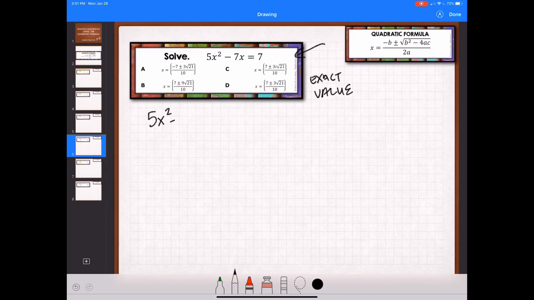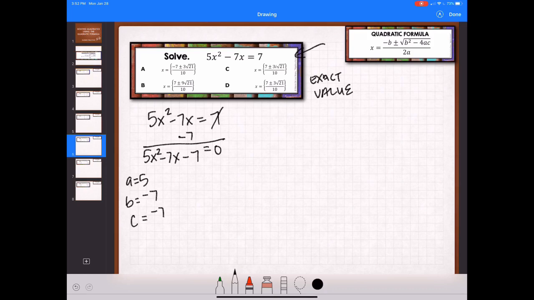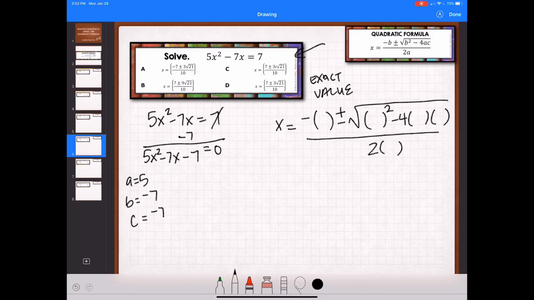So 5x squared minus 7x equals 7. Go ahead and set it equal to 0. So I'm going to cancel the 7, so subtract it. So now I have 5x squared minus 7x minus 7. Identify your ABC. A is 5. B is -7. C is -7. Set up your outline. X equals negative parentheses plus or minus the square root of b squared minus 4ac divided by 2a.